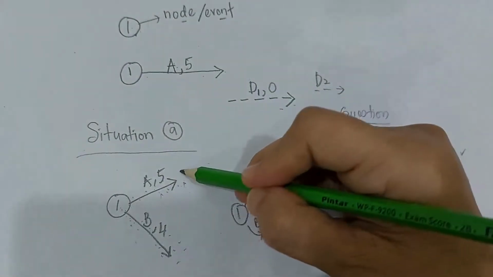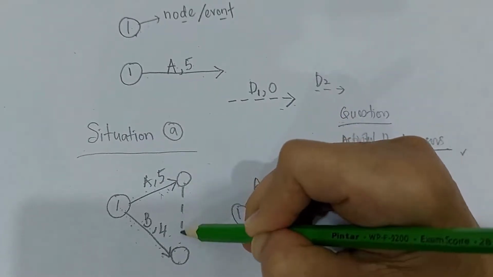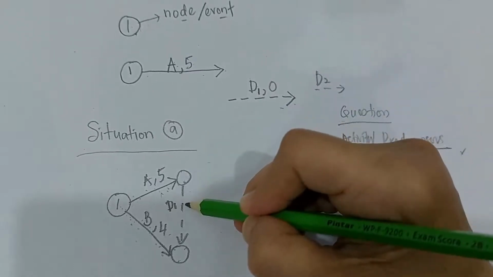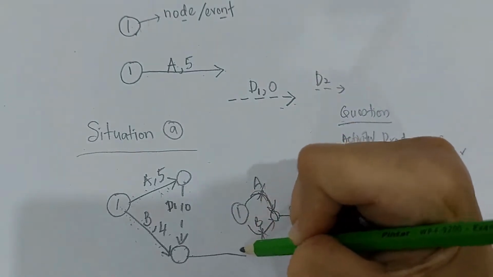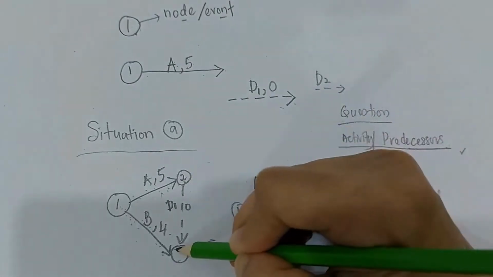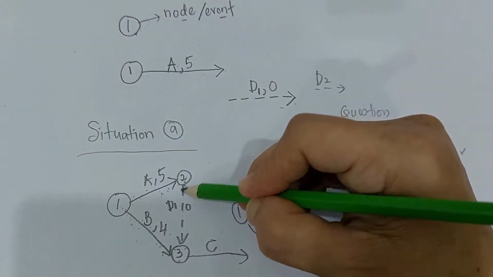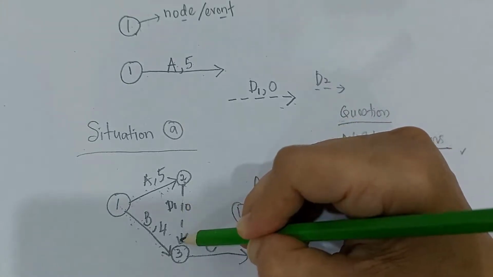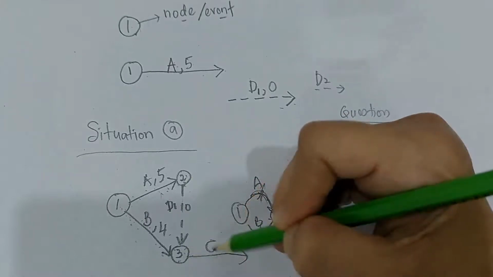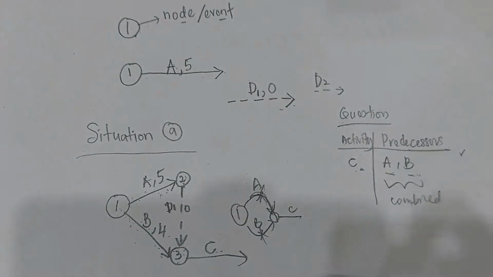So to combine these two, we need to draw a dummy line from A going to B. So this is a dummy line. You label it as D1, time is 0, and this is your C. So this is the next number 2, and this is the next number 3. Why over here is number 2? Because you start your dummy line from here, and you finish your dummy line up here. So it starts with a lower number, it ends with a higher number. So your C will be here. So this is situation A.